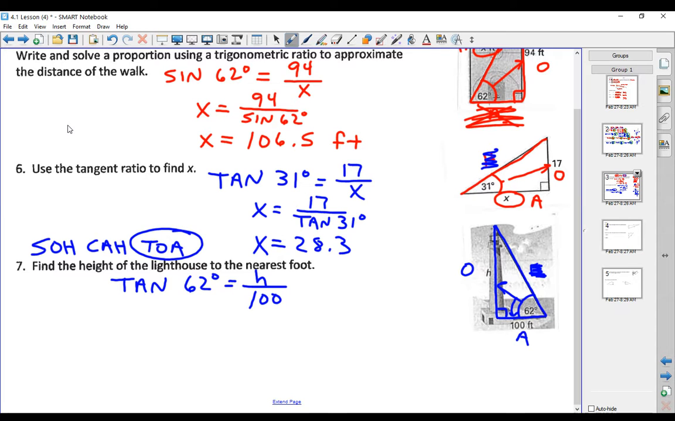All I have to do to get the h by itself is multiply both sides by 100. So these will cancel each other out and give us h over here. On this side, you want to take your calculator and do 100 times the tangent of 62 degrees. And that's going to come out to be about 188 feet. That's how tall the lighthouse would be.